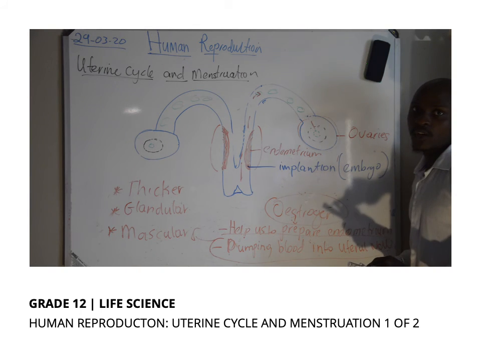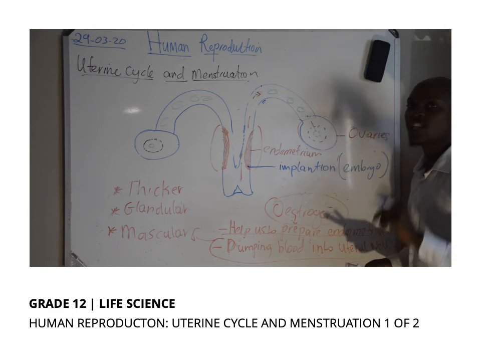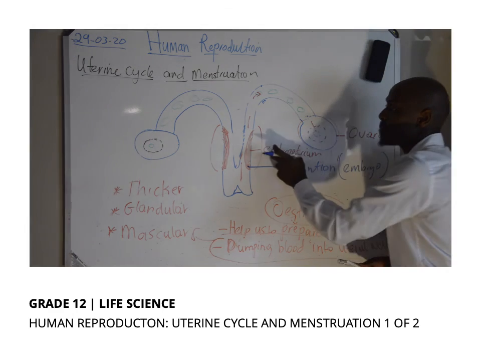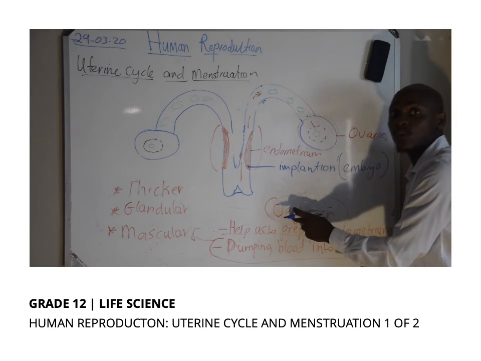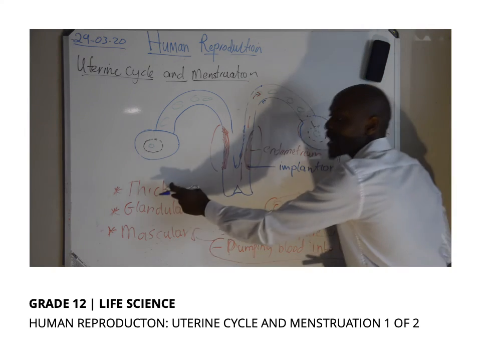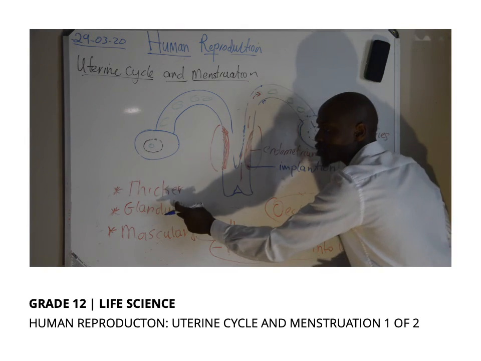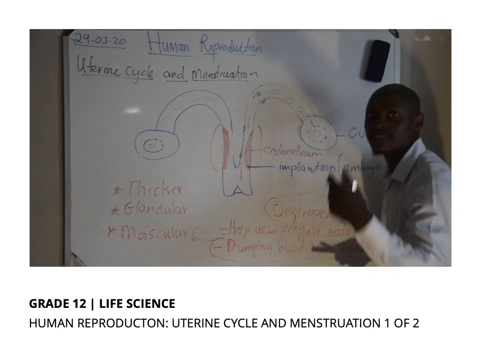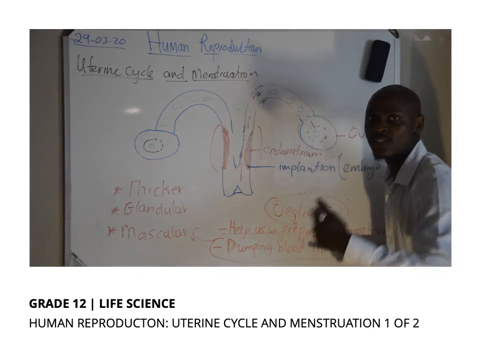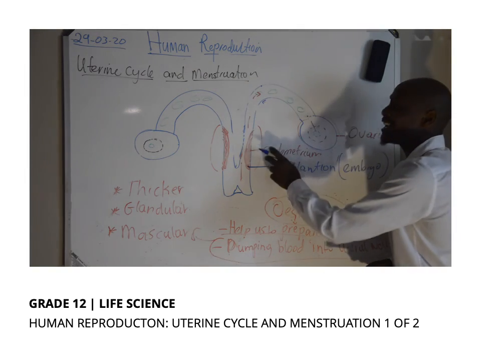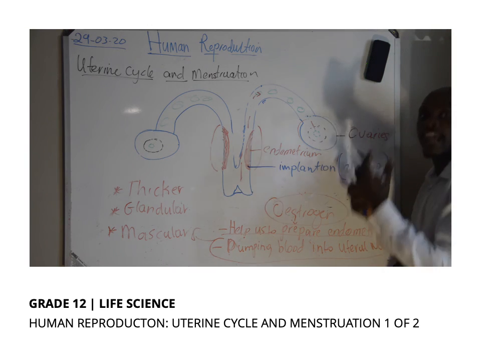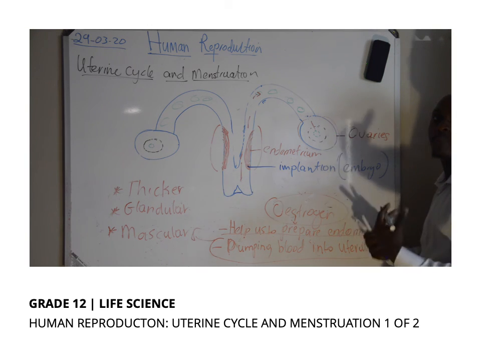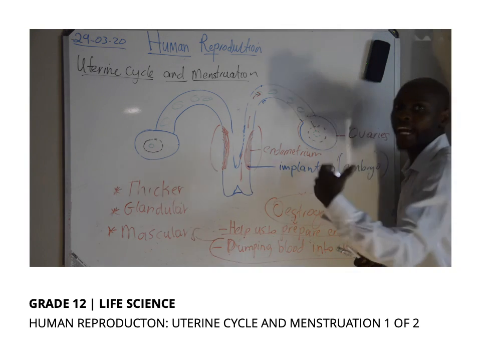So embryo is implanted on the endometrium. Why is it implanted on the endometrium? It's because endometrium has been prepared by who? By estrogen. How? By making endometrium thicker, muscular, glandular. Why does it make it muscular, glandular, and thicker? So that the implanted embryo will have a place to sit on and grow.